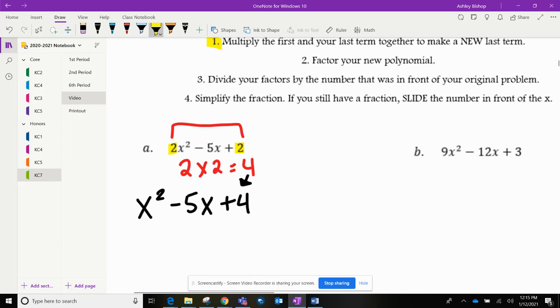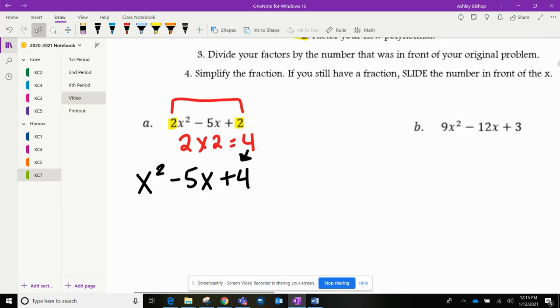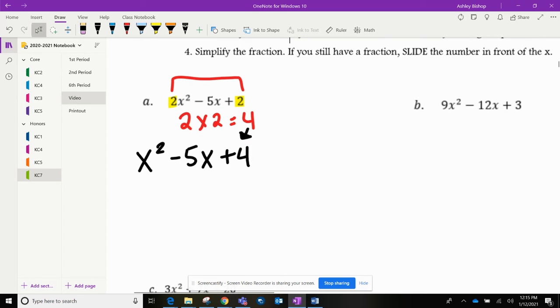Step 2 says to factor your new polynomial. So now I hope you agree that I have something that I can easily factor. Since there's no number in front of here, I can factor like I usually do. I'm going to find the factors of 4 that add to negative 5. Let's see, I have 4 and 1 and 2 and 2. Hope you agree with me that there's no way I can move 2 and 2 so that I get 5. So I'm going to cross that out.